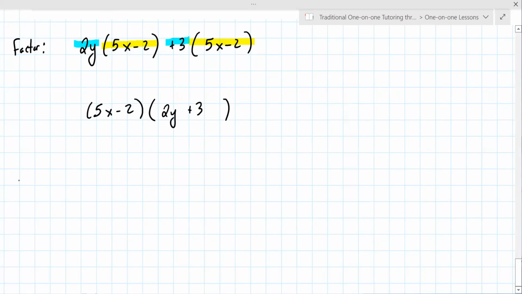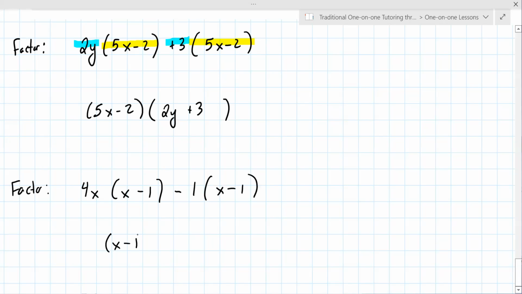So let me give you another one to try here. Let's say it's 4x minus 1, minus 1 times x minus 1. So try that one. It would be x minus 1 and then another parentheses with 4x minus 1. Perfect. Yeah, excellent.